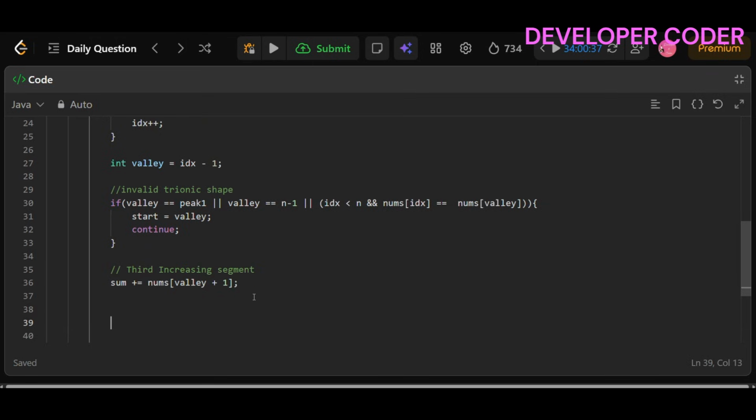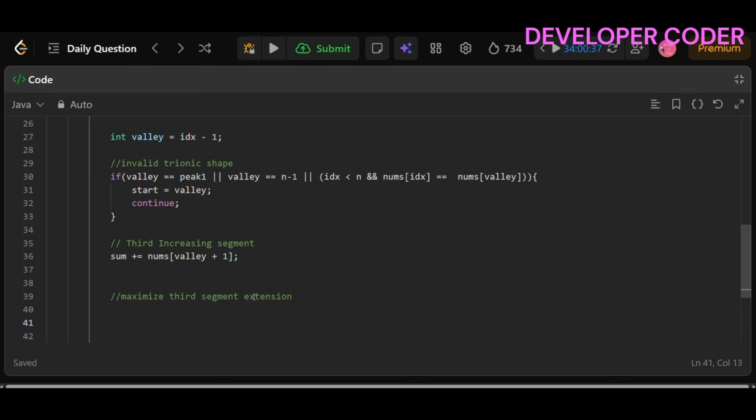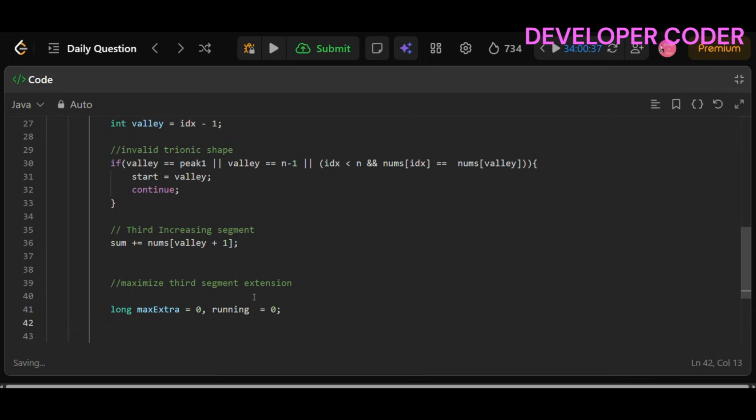Now this is done. Now the next part is the maximize third segment extension, the first segment extension we have to do. It will be the same code only, nothing difficult. So here I will write maximize third segment extension. Okay, maximum third segment extension, right? So here let's say long max extra is equal to 0, running is equal to 0. So two variables I'm taking, nothing else.